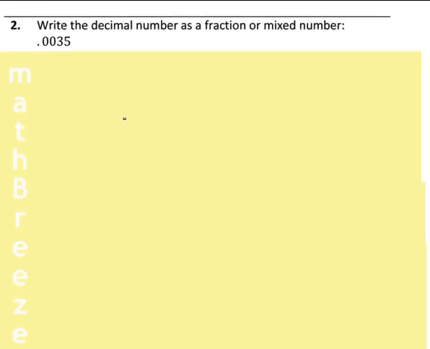Write the decimal number as a fraction or mixed number. So we have 0.0035. Now we just write the number without the decimal place in the numerator of our fraction. And in the denominator, we write a 1 with as many zeros as we have decimal places. So here we have 4 decimal places to the right of the decimal point. So we write a 1 with 4 zeros, so that's 35 10,000ths.